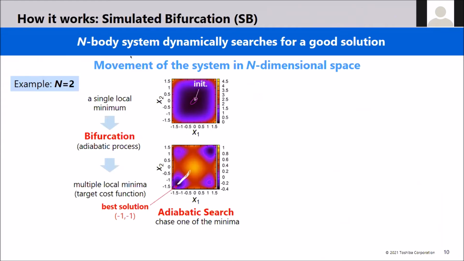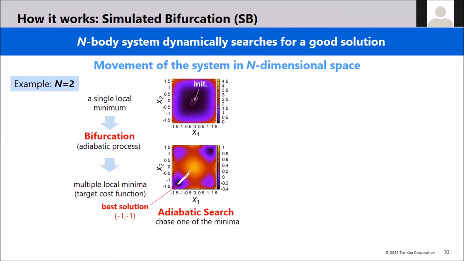After the finding of the SB, we investigated the mechanism of SB. This slide shows how simulated bifurcation works. In SB, an n-body system dynamically searches for a good solution. This figure shows the movement of the system in n-dimensional space, where the state of the system can be represented by a single point. In this case, the number of spins n is equal to 2. The horizontal axis and vertical axis show the positions of the spin variables x1 and x2, and the color map shows the potential. At the beginning, the potential has a single local minimum at the origin. And then as time evolves, the potential gradually changes to have multiple local minima, and approaches the shape of the target cost function. There are 4 local minima: up-up, down-down, up-down, and down-up. The system is initially set up to be around the origin.